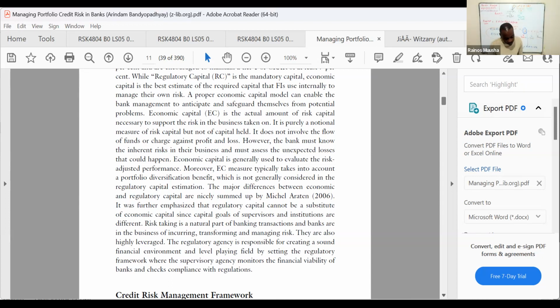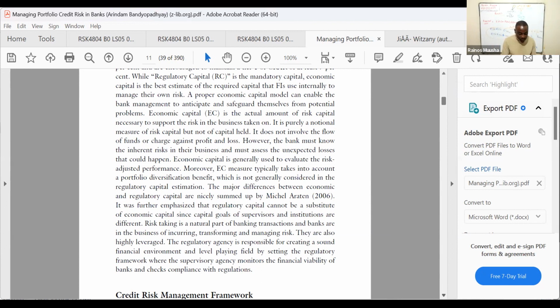So the major differences between economic and regulatory capital are nicely summed up by Michael Arten. And yet they say it was further emphasized that regulatory capital cannot be a substitute for economic capital, since capital goals of supervisors and institutions are different. So risk-taking is a natural part of banking transactions, and banks are in the business of incurring, transforming, and managing risk. So they are also highly levered. So the regulatory agency is responsible for creating a sound financial environment and level playing field by setting the regulatory framework, where the supervisory agency monitors the financial viability of banks and checks compliance with regulations as well. So it basically means that there is a stark difference between economic capital and regulatory capital. Please take note of that.